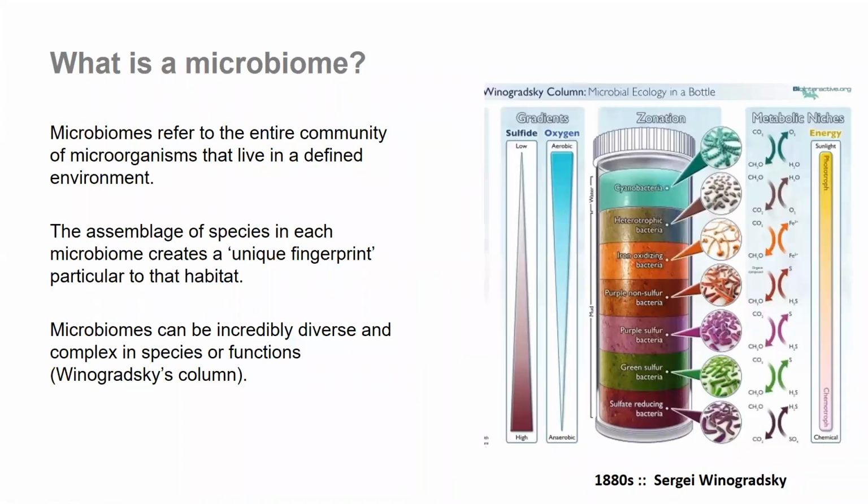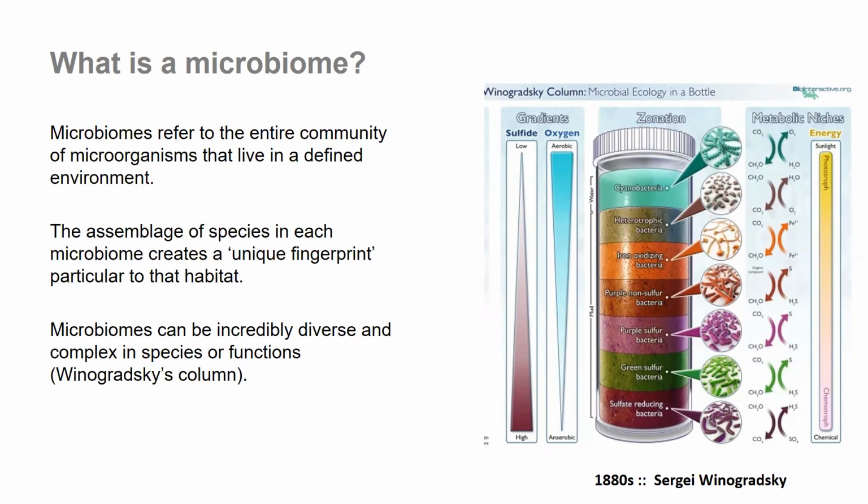So a really good question that we should start off with is, what is a microbiome? Microbiomes refer to the entire community of microorganisms that live in a defined environment. So it's the assemblage of all the species that are there in certain habitats. What's really interesting is that each habitat, whether it's a soil or a plant or a person, has its own unique fingerprint of the microbes that are present. So microbiomes can be incredibly diverse and complex in species and functions.